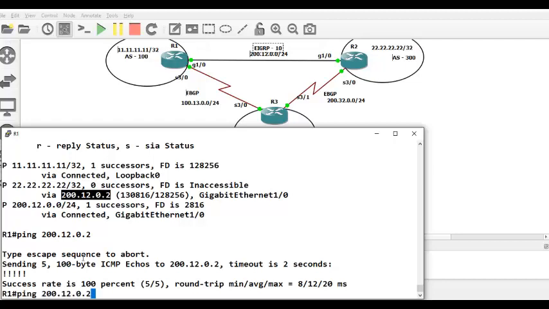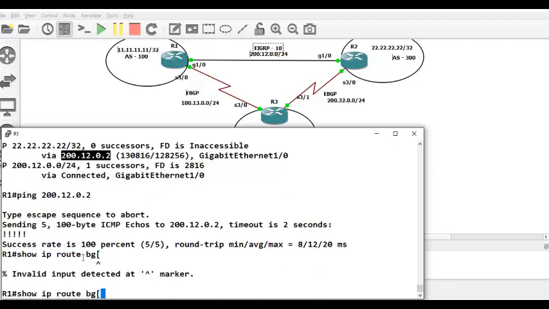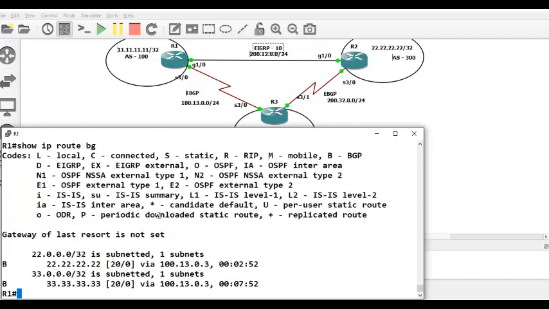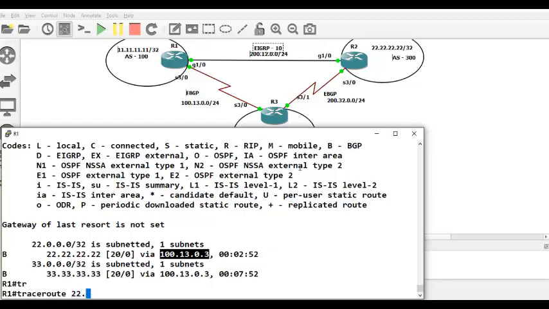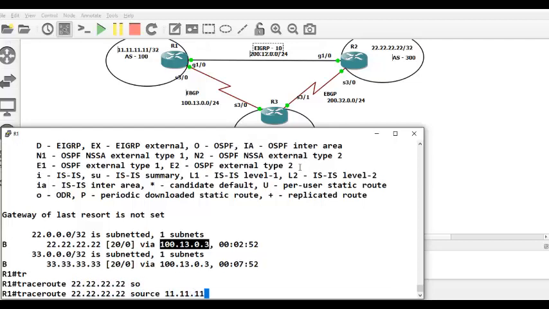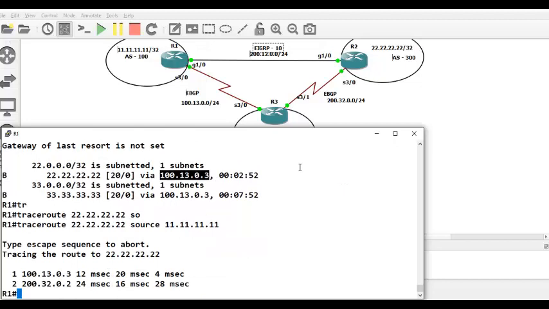Why? Because the administrative distance of EBGP is less. So you see 22 via B because of this administrative distance. So it goes to router 3, router 3 will send it to router 2. If I traceroute now to 22.22.22.22 with the source 11.11.11.11, it goes via 2 hops, meaning it goes via router 3. But when I make it a backdoor, see what happens.